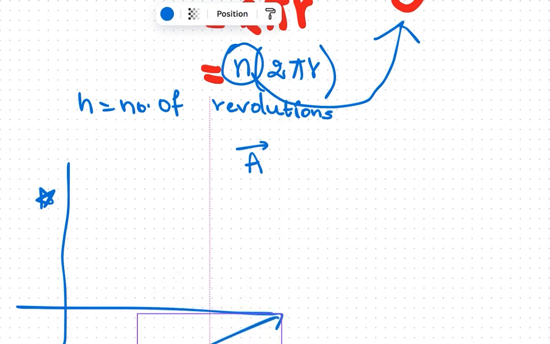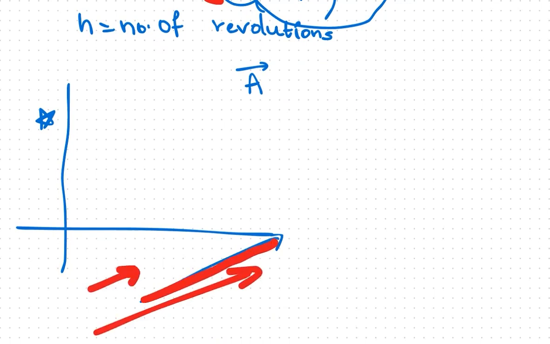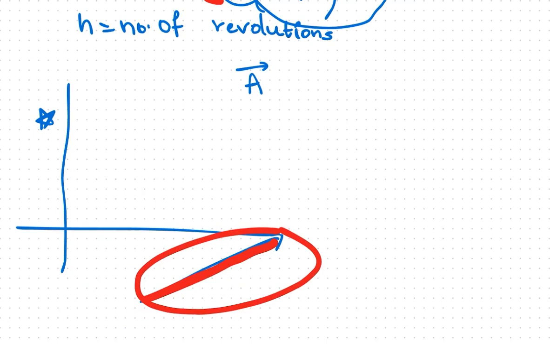Why is that? Because when you look at the definition of a vector, what two things matter the most? Magnitude and direction. Magnitude can be defined by this length. If it is like this, it is small. If it is like this, it is big. So magnitude is not changed.